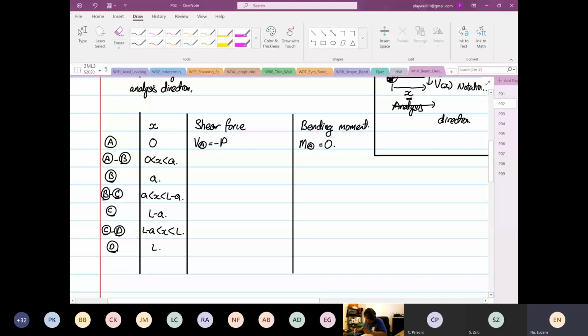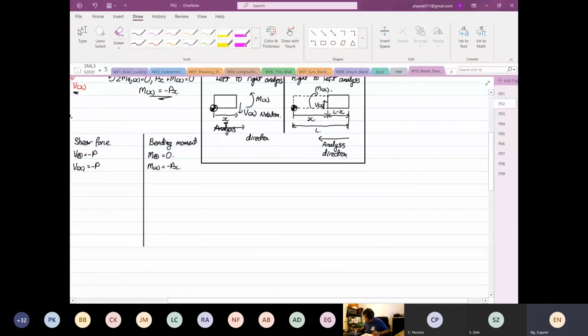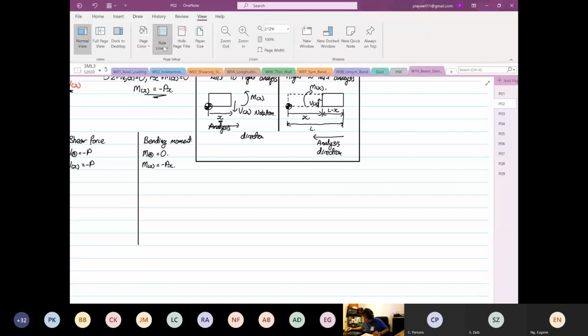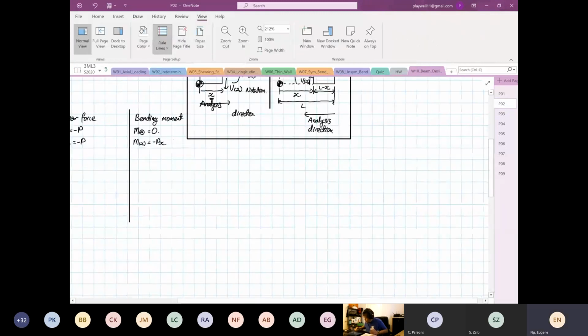And then we form our next set of equations. Now this is V as a function of x, which will be equal to minus P. And the next one is moment as a function of x, that is equal to minus Px. Okay, before we go into B, I want to start to interpret what this actually means on the shear force and bending moment diagram. So we're going to do a sketch over here.